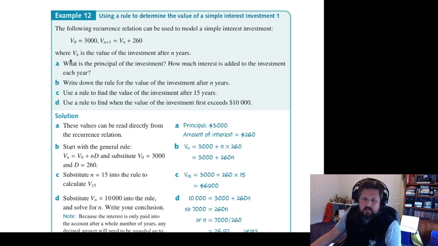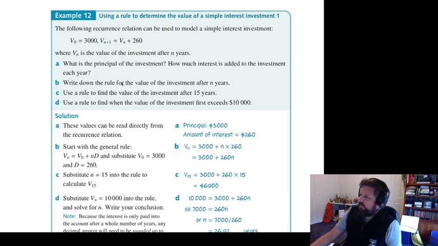These are the questions it wants us to answer. What is the principal of the investment? We've spoken about this before. The principal of the investment is the initial value it starts off with. In this case, it is $3,000. The next part was, how much interest is added to the investment each year? From this recursion relationship, the D value, the constant that's going up each year, is 260. So the amount of interest being paid each year is $260.